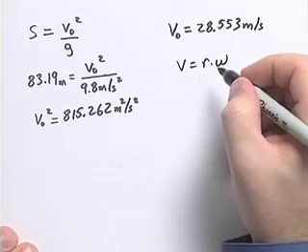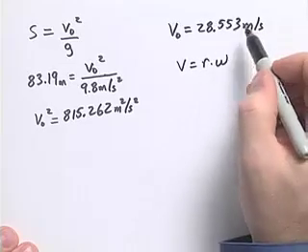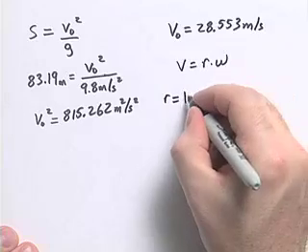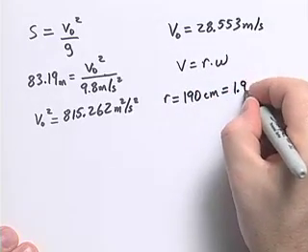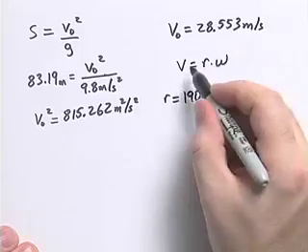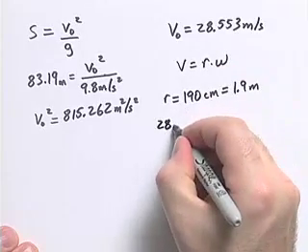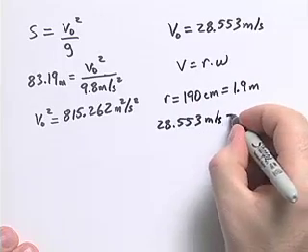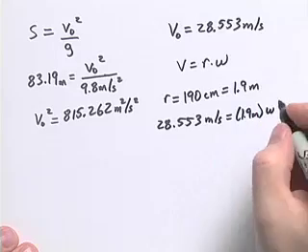We also know that the radius is 190 centimeters. Our units are in meters, so we want to convert that radius measure to meters. So 190 centimeters is equal to 1.9 meters. We can plug that into our equation. V is going to be 28.553 meters per second. That has to equal 1.9 meters times omega.